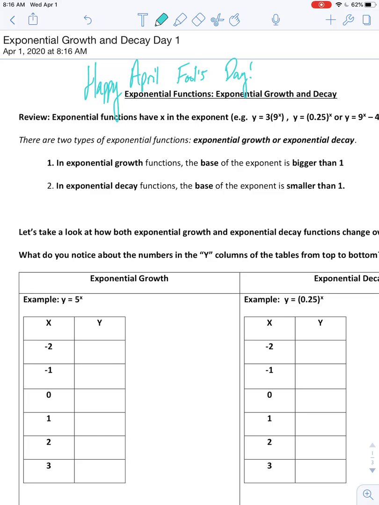All right, good morning. Happy April Fool's Day. We're going to get back to exponential functions today. We'll review tomorrow for a quiz on Friday.